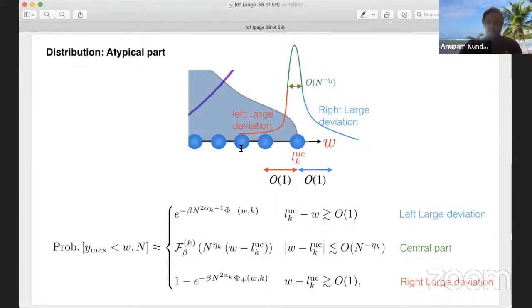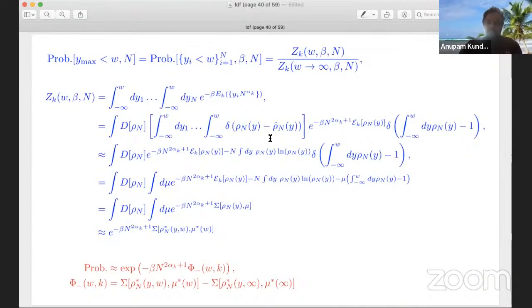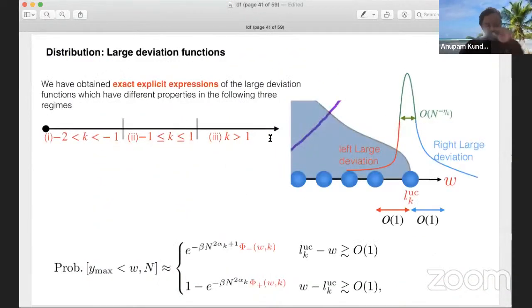Now let me talk about the large deviations, which are largely deviated from the mean, of order 1 in the scaled variable. So in the original variable, it's order n to the power alpha k. So it's very large. As I told you, those are described by these large deviation functions, and we have been able to compute them. This is the procedure. This is a bit technical slide, so let me skip how to compute these large deviation functions.